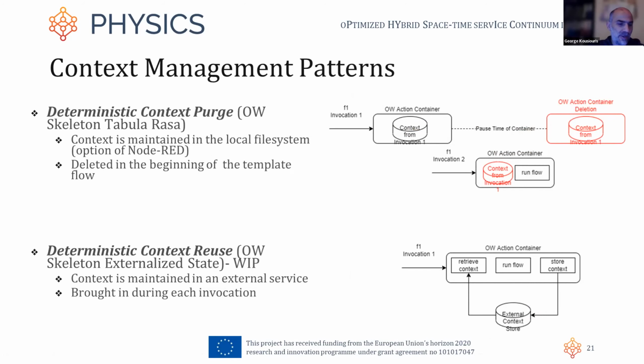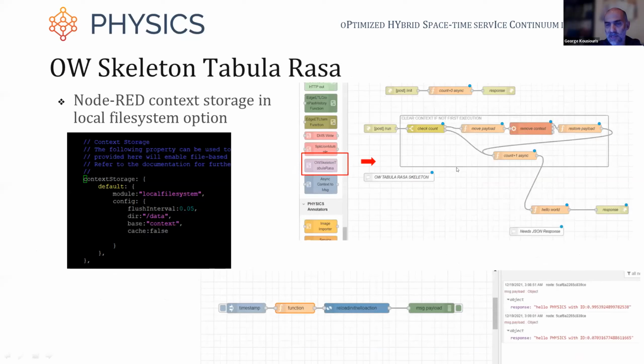We have put a lot of effort into giving different options to developers. This is an example of the tabula rasa pattern that includes the extra steps in order to delete all context from the environment.